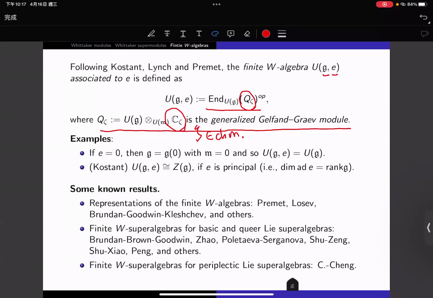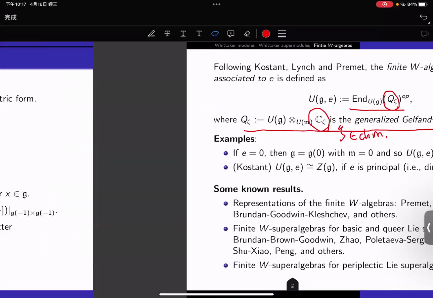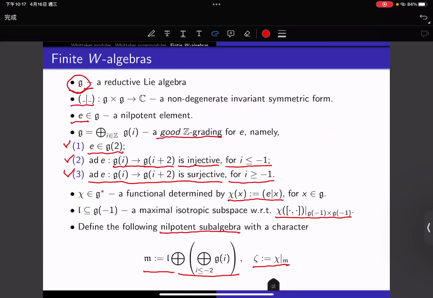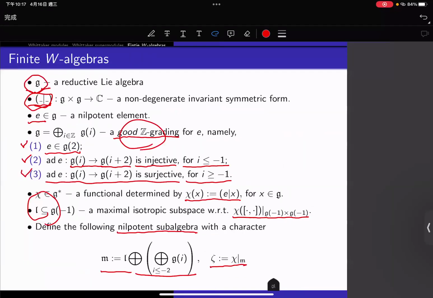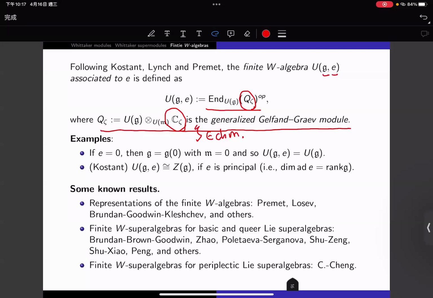So now we have a definition of the finite W algebra. It can be proved that, let's go back to the recipe. In the construction, we choose the non-degenerate bilinear form and the Z-gradient and the maximal isotropic subspace, and we choose many things, but it turns out that our construction of the finite W algebra is independent of all these choices. It depends on G and E only.